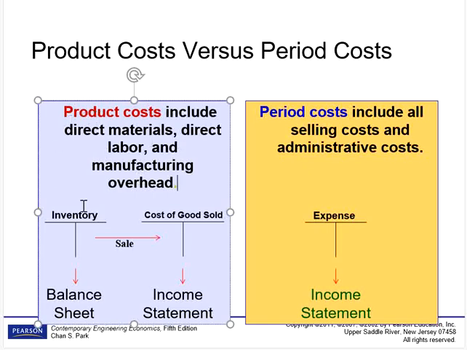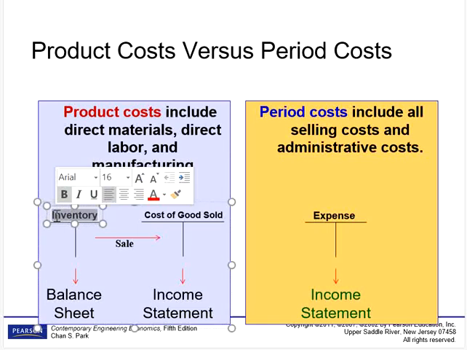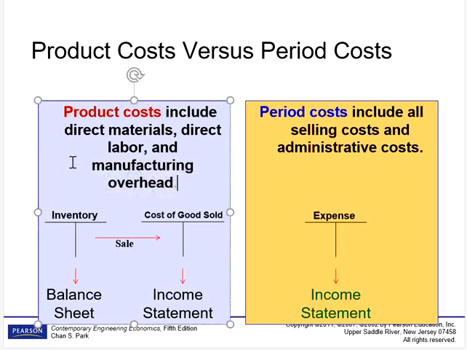Where are they shown, in which statement? In the balance sheet they are shown as an inventory item, this one, right? But when these items are sold, they become cost of goods sold in the income statement. So this is how the cost flows in different statements. We need to understand this. This is the purpose of this chapter.